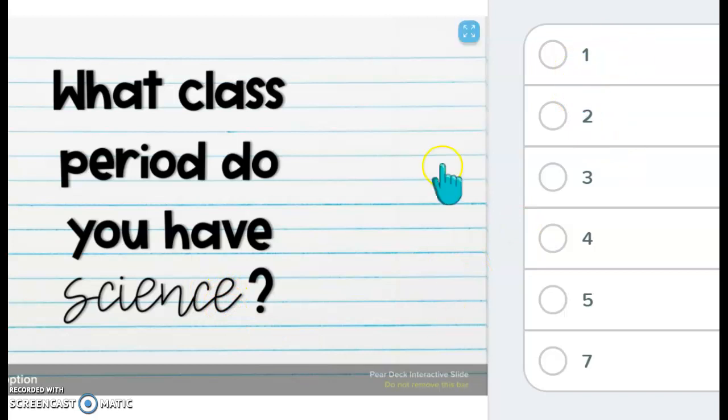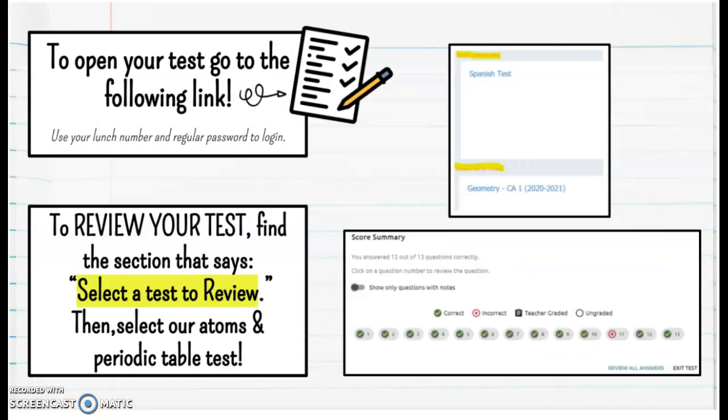Make sure on slide 2 you get the correct class period. On slide 3, you'll click the following link to open up Eduphoria. Once you're there, you'll type in your lunch number and your regular password to log in.